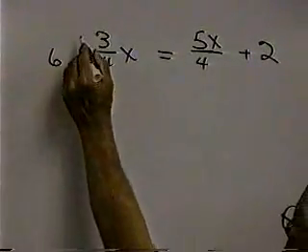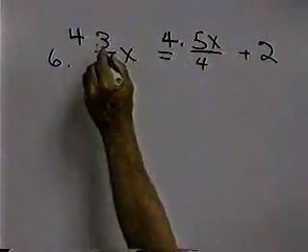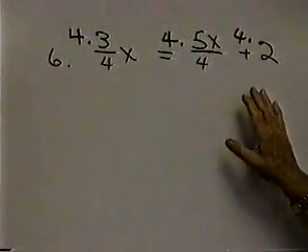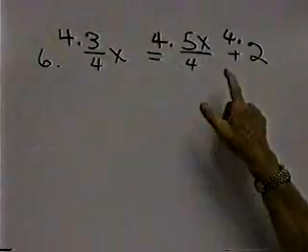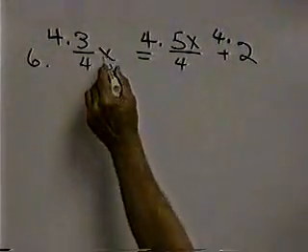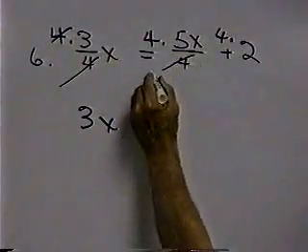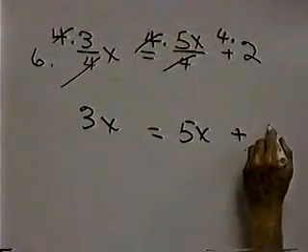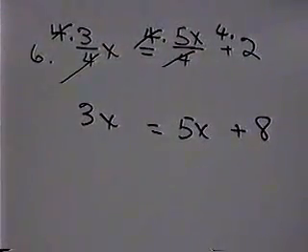So what I'm going to do is come up here and multiply this by 4, this by 4, and this by 4. And that's a mistake a lot of people make with carelessness. Don't forget you must multiply everything, everything, everything. All right, so what happens? The 4's drop out, we have 3x. 4's divide out, we have 5x. And 4 times 2 is 8. All right.